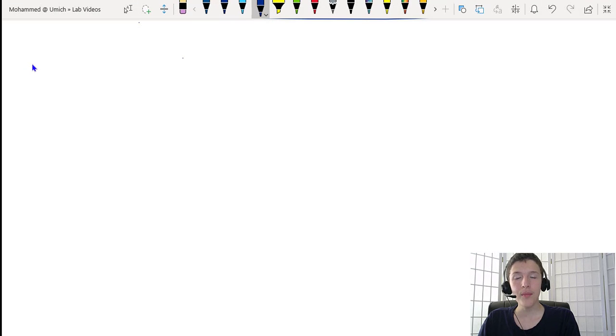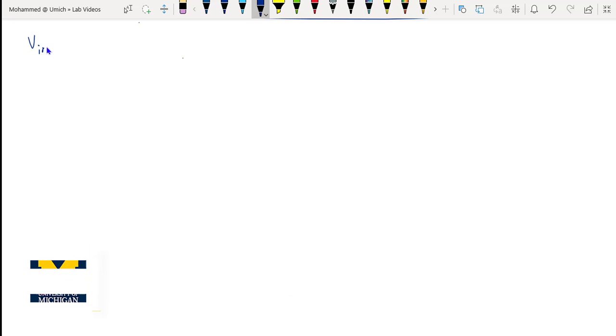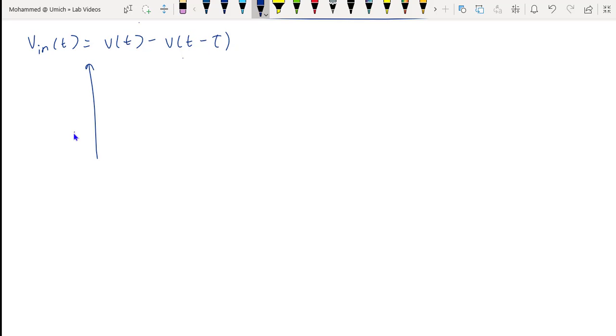Hi, in this video I'm going to do something very similar to the last video, but instead of applying a unit step function to the RC circuit, I'm going to apply a short pulse of width tau. So V_in of t equals u of t minus u of t minus tau. Here's our time axis, here's V_in of t. It's 0 for t less than 0, then at t equals 0, it jumps up to 1 volt. Then at t equals tau, it goes back to 0 volts.